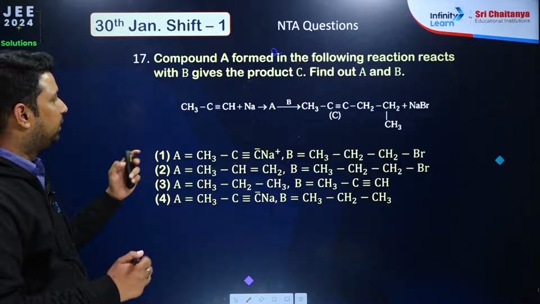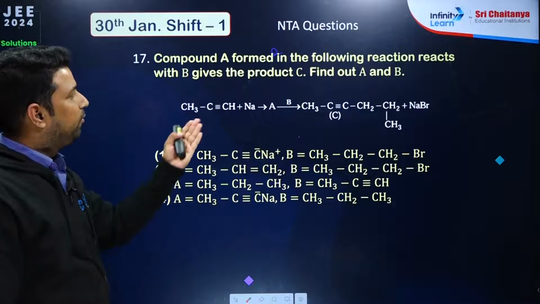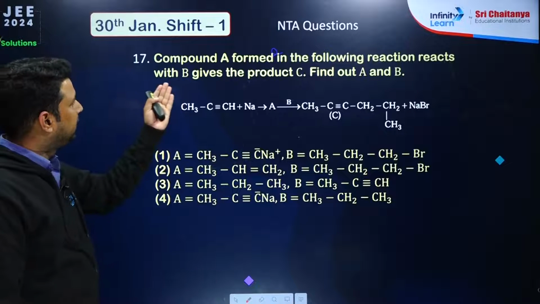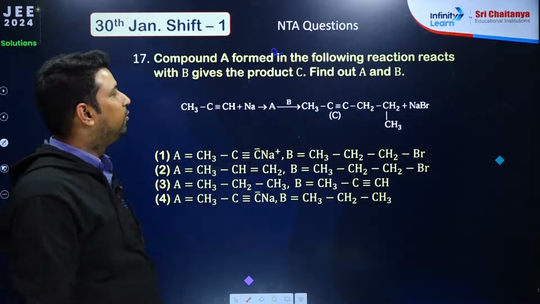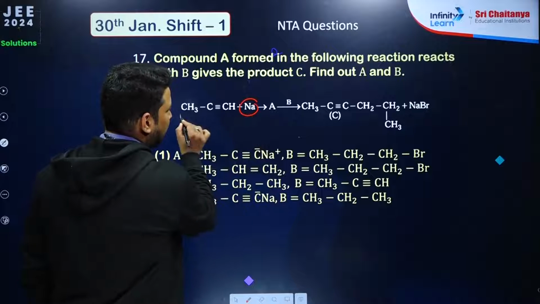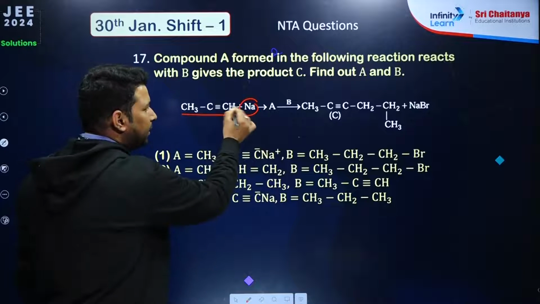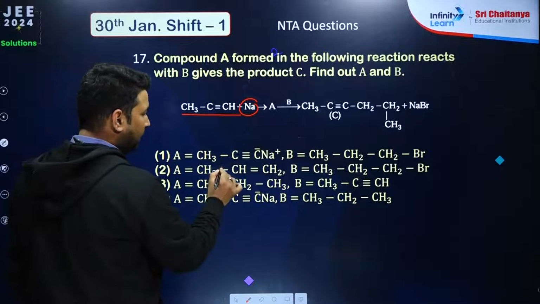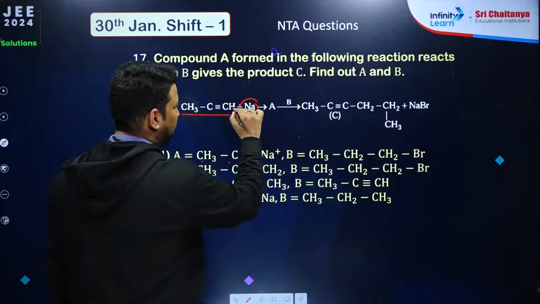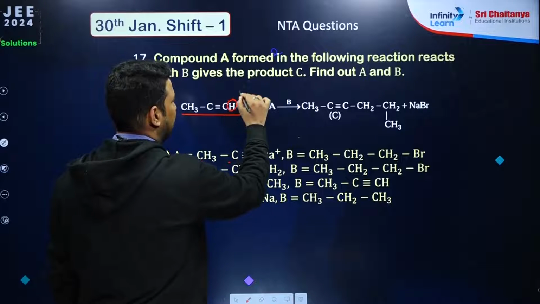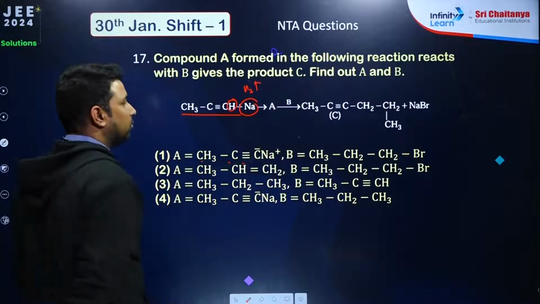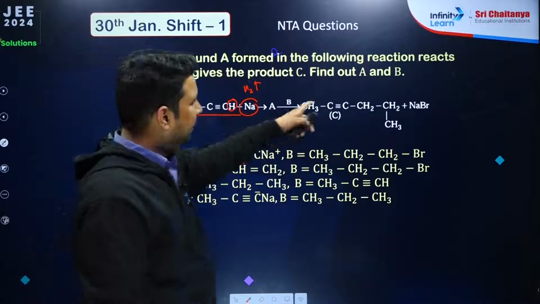Question number 17, too easy a question. Compound A, formed in which reaction, reacts with B to give compound C. Find out A and B. A reacts with a terminal alkyne, so there will be an acid-base reaction. So A will be this type of compound. This H will be removed like H2 gas. Okay. And then B gives C.